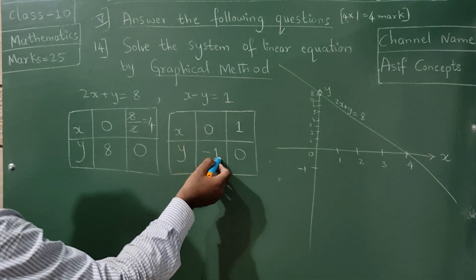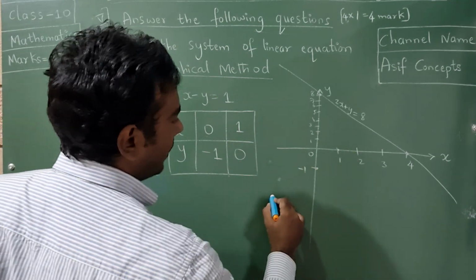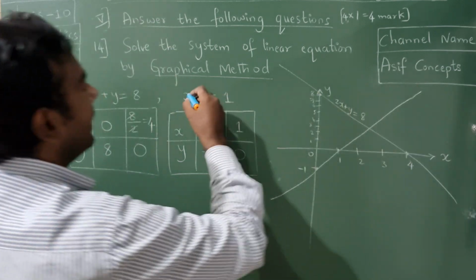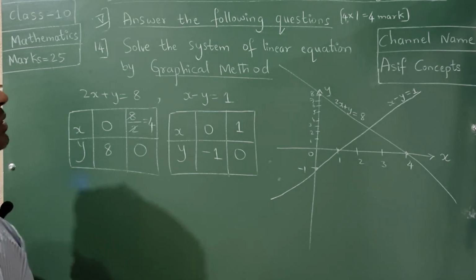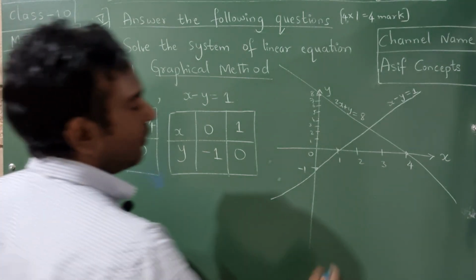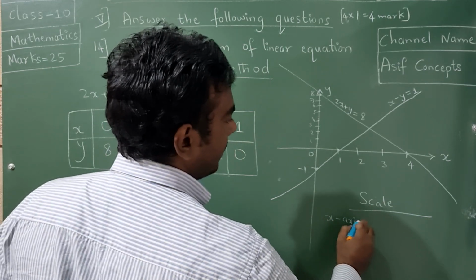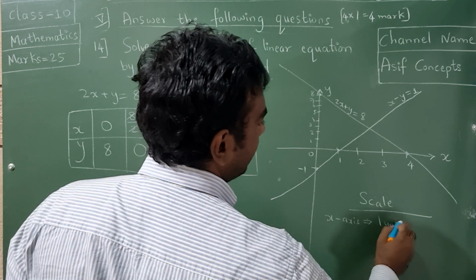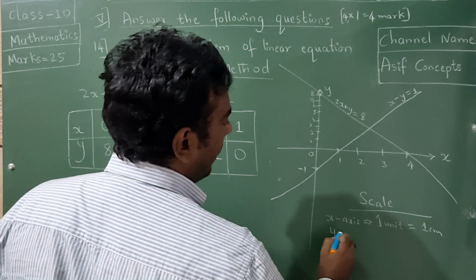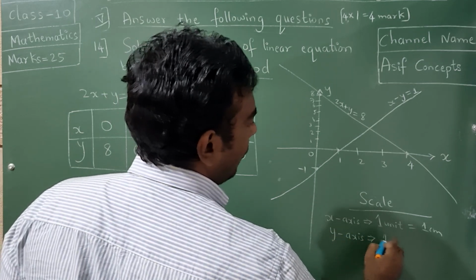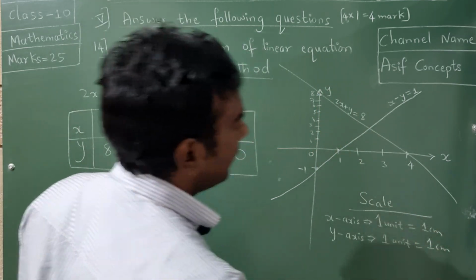Now in the second equation, 0 and minus 1, mark here; 1, 0, mark here. Draw a line from here and write the equation x minus y is equal to 1. So this completes your graph. Always remember, write the scale. On the x-axis, 1 unit in the graph is equal to 1 centimeter, and on the y-axis, 1 unit is also 1 centimeter.